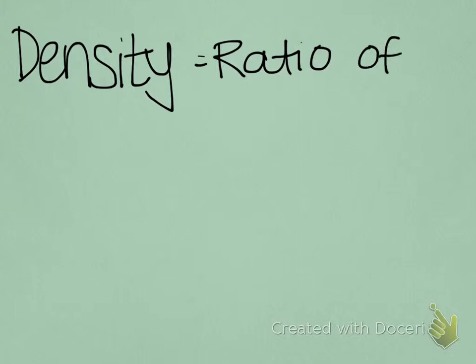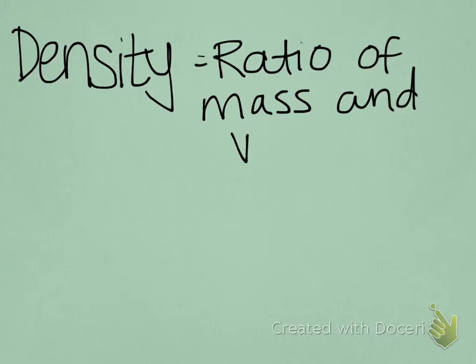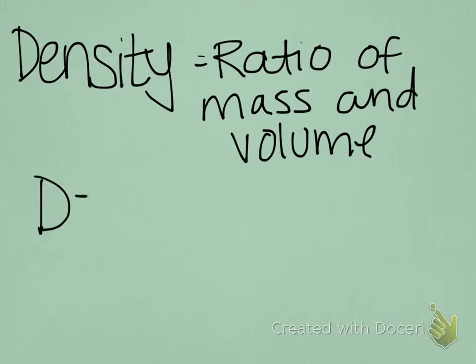This lecture is on density. Now, density is a ratio. And it's a ratio of two things that we can measure. It's the ratio of the mass of something and its volume, so how much space it takes up. So the way that we're going to write this equation is density equals mass divided by volume.